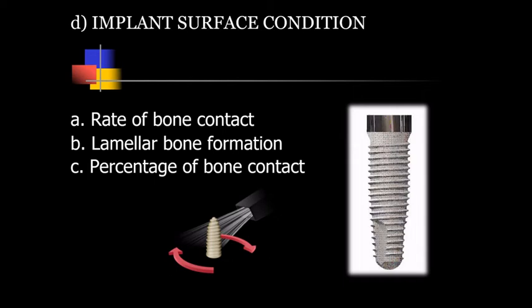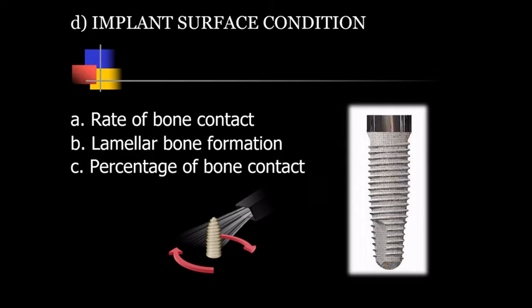Next is implant surface condition, which is the last factor under increasing the implant surface area. Implant surface conditions may affect the rate of bone contact, the lamellar bone formation and the percentage of bone contact. So any surface condition that allows bone formation in the greatest percentage, a higher bone implant contact with high mineralization rate and fastest lamellar bone formation will be of benefit in immediate loading.